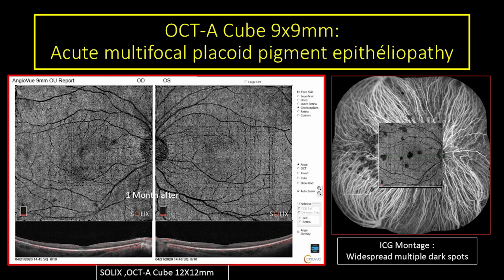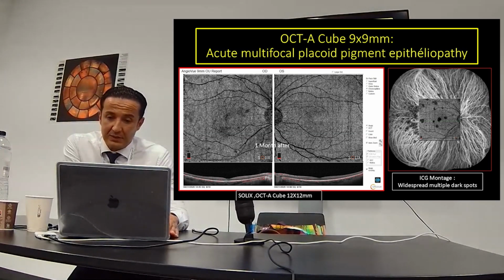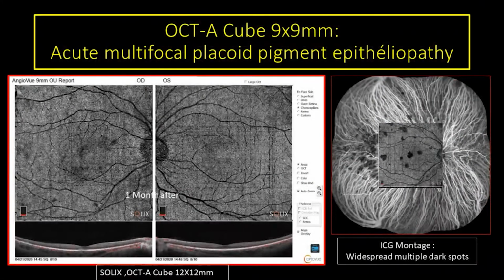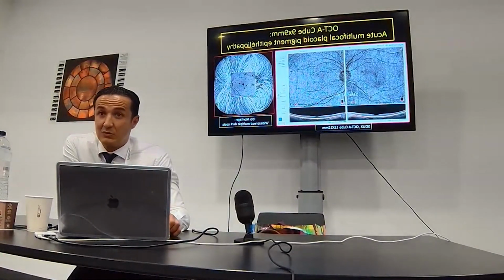You can also use OCT angiography for inflammatory disease like acute multifocal placoid pigment epitheliopathy. You can observe microvascular dropout within the choriocapillaris in OCTA as compared to the ICG, and to follow up this patient, look here after 1 month without treatment, you observe the resolution of this microvascular dropout.